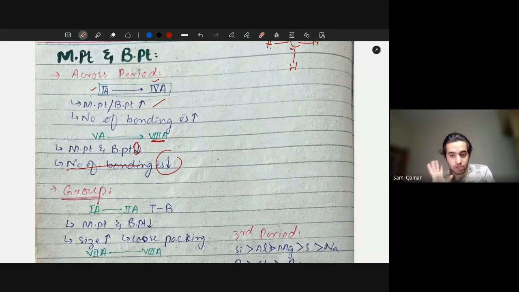Nitrogen has 5 valence electrons. It can make 5 bonds, right? Do anybody have an idea? And then oxygen has 6 valence electrons. It can't make 6 bonds, right? Why can't it? Why are the number of bonding electrons decreasing? Yeah, got it. Rimsha, perfect. The number of lone pairs are increasing. Yes, the number of lone pairs is increasing.